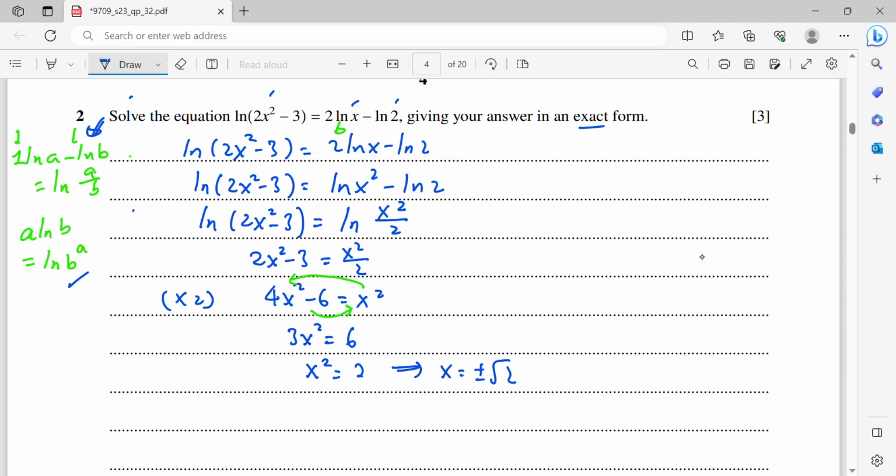But then when you look at the question here, we have 2 ln x. Ln must be positive, so that means x must be positive. So now you write x greater than 0, therefore x will be just square root 2. That is the solution for this question.